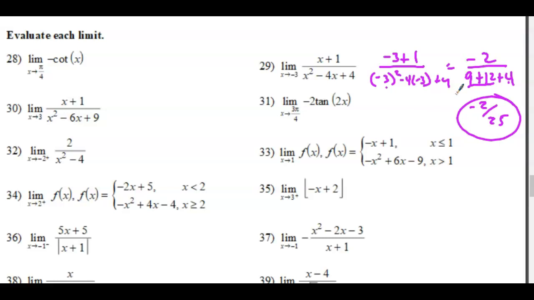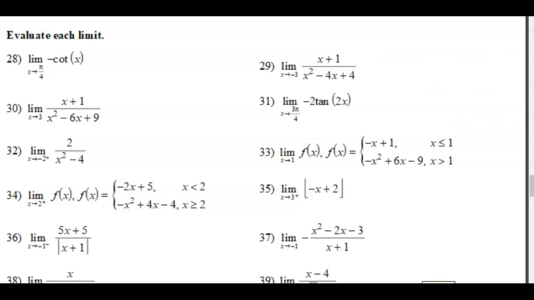Okay, so direct substitution works. Let's move on to the next one. On this one, direct substitution is not going to work. If you plug in 3 to the top, you're going to get 4.